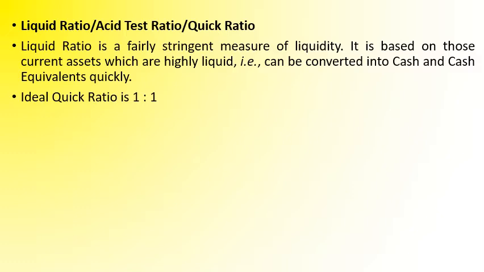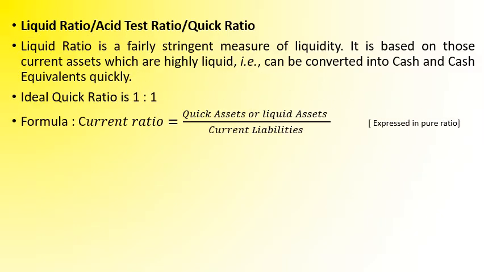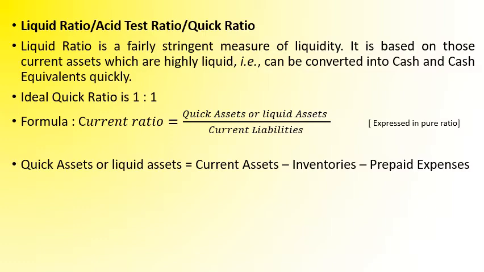The ideal ratio is 1:1, and the formula is quick assets or liquid assets divided by current liabilities. It is also expressed in terms of pure ratio. Quick assets is equal to current assets minus inventory and prepaid expenses.